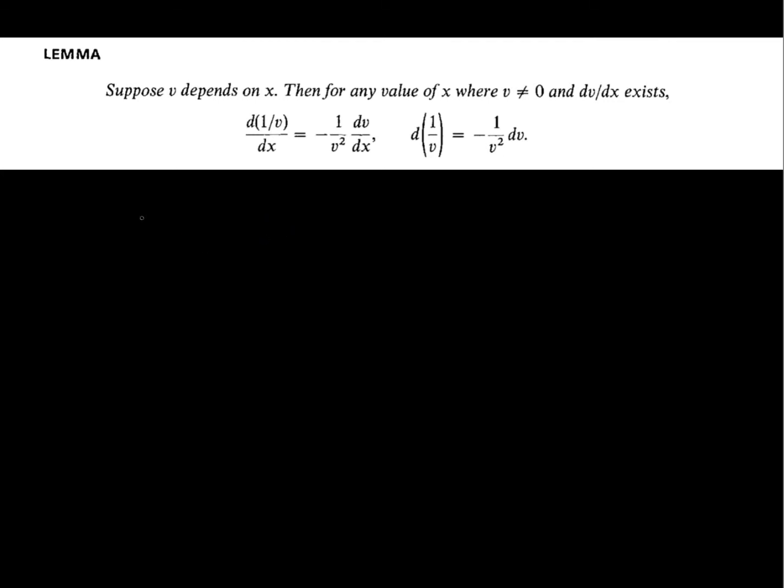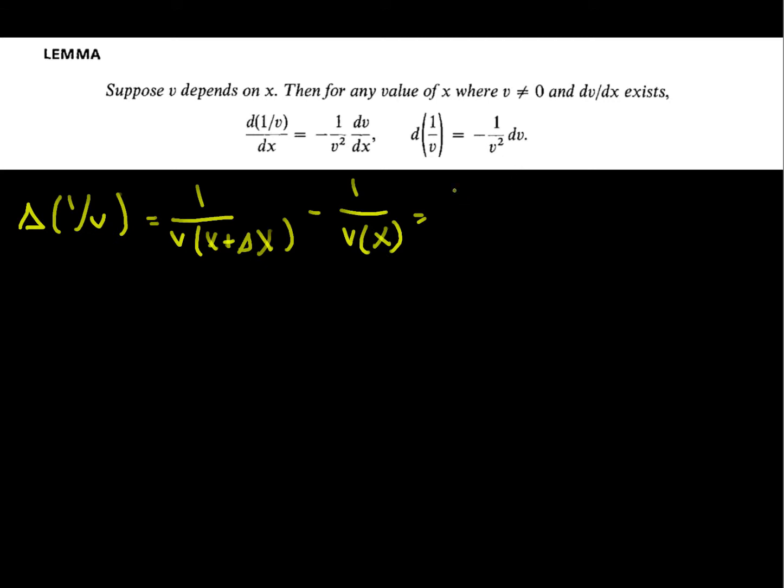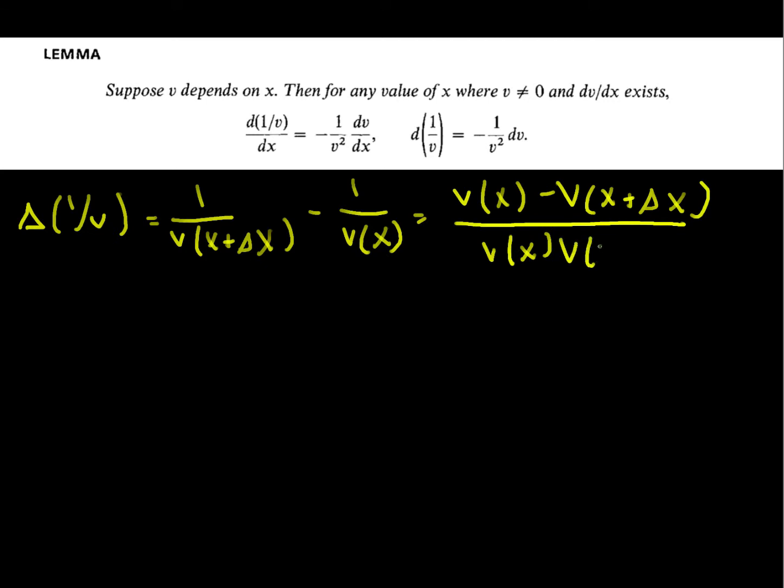So let's go through our standard procedures. The first thing we need to do is compute the change in 1 over v, which is 1 over v of x plus delta x minus 1 over v of x, which, combining as one fraction, is v of x minus v of x plus delta x over v of x times v of x plus delta x.